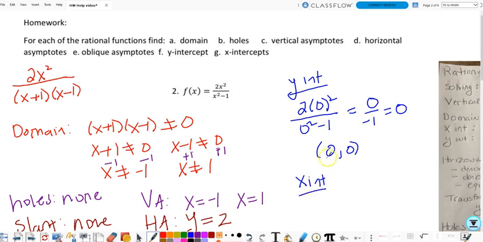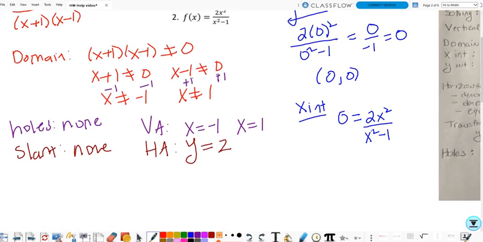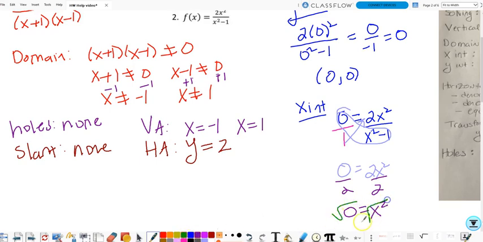X-intercept, it's going to be the same thing. When I set my whole equation equal to 0, make 0 into a fraction, cross multiply. So 0 times the denominator, 0. 1 times the numerator. Isolate the x. And the square root of 0 is 0. So the x-intercept is the x-coordinate 0 and the y-coordinate 0.